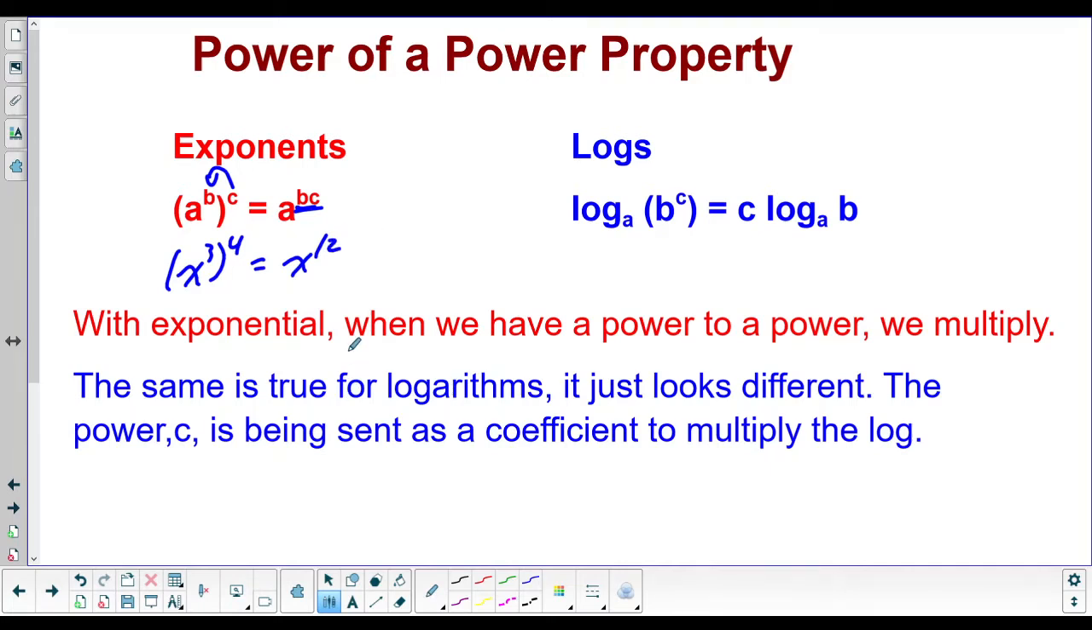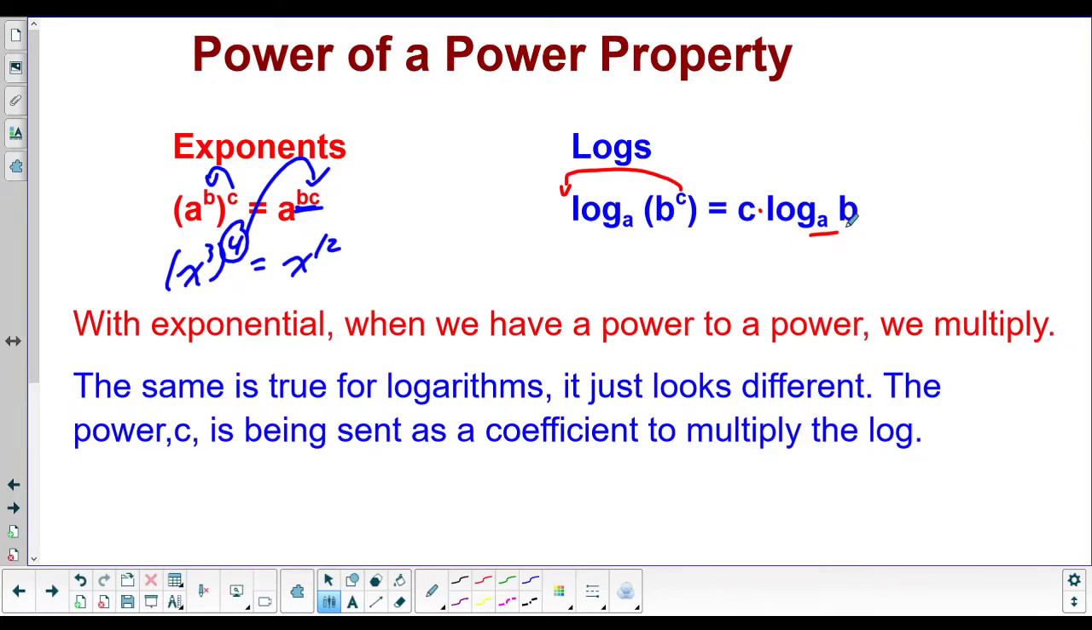We have a similar thing for logs, where we turn a power into multiplying. So if we have a log with any base a, and inside you have something to a power, what you're allowed to do is take your power and move it in front of the log, and whatever power it was, that's your coefficient, and you multiply that to your log.